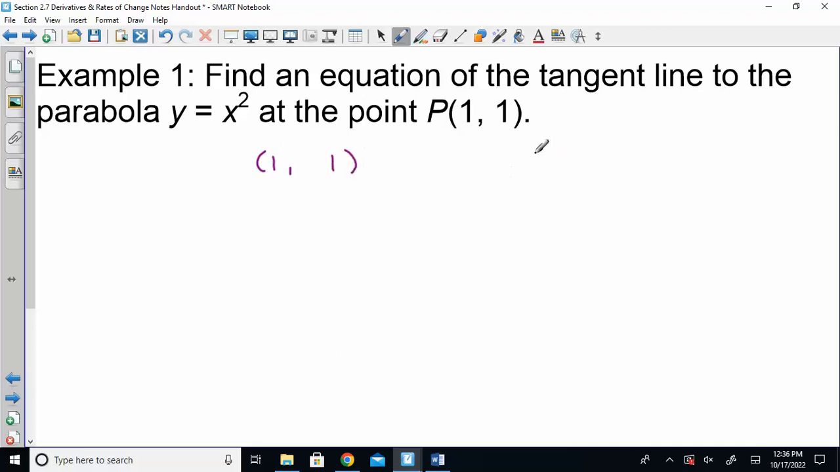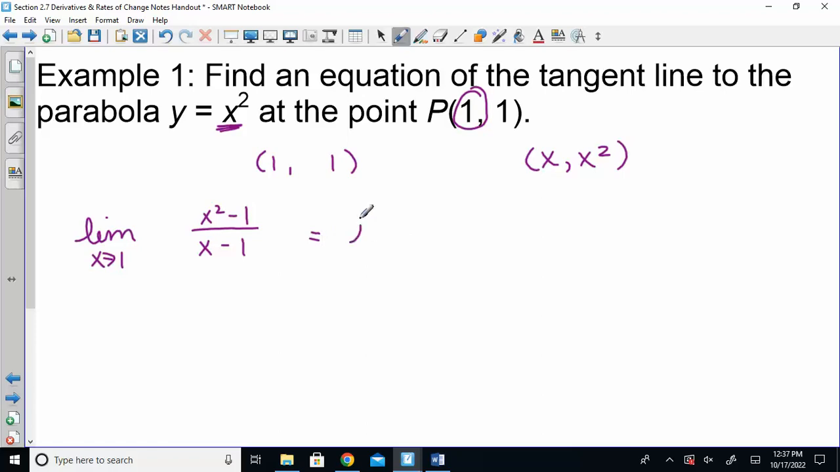We need two points. So for the other one, I have my x value, and the y value of this is just x squared. So I need to do the limit as x approaches the x value of this point. So the limit as x approaches 1 of the slope, y sub 2 minus y sub 1 over x sub 2 minus x sub 1. Can you just plug in the 1 here? No. So what do we do?